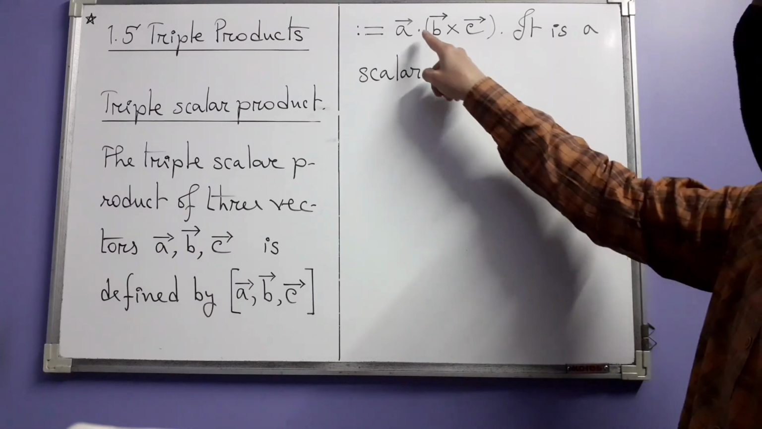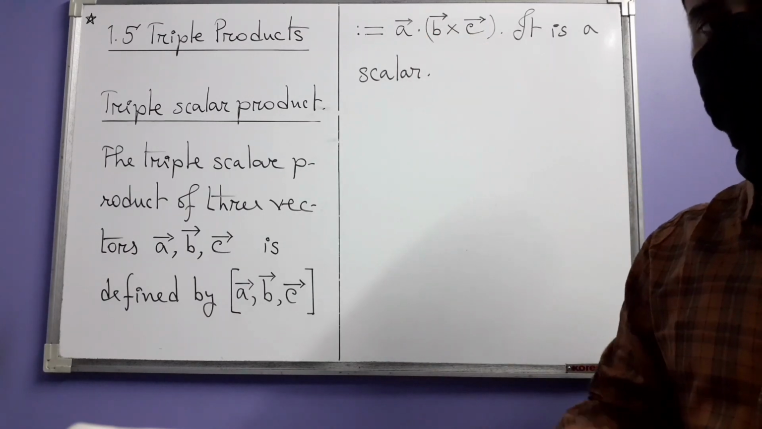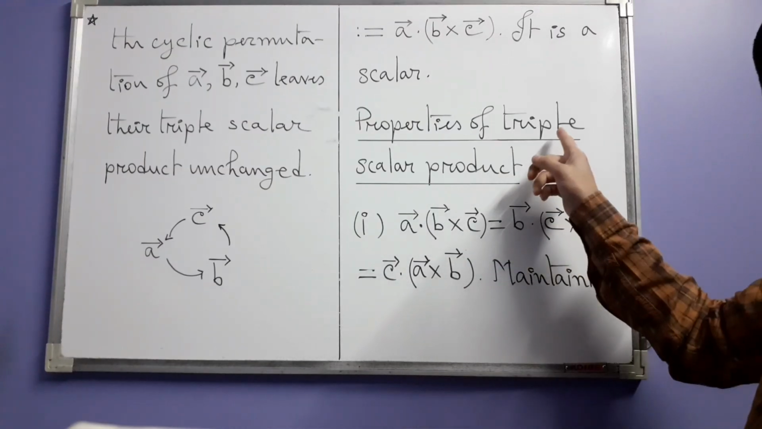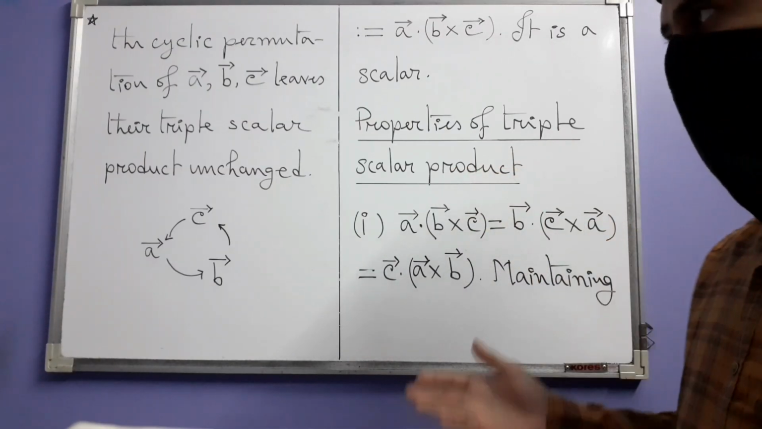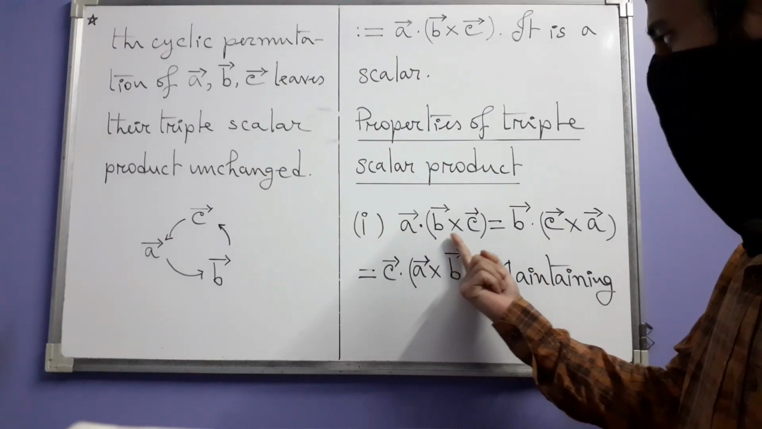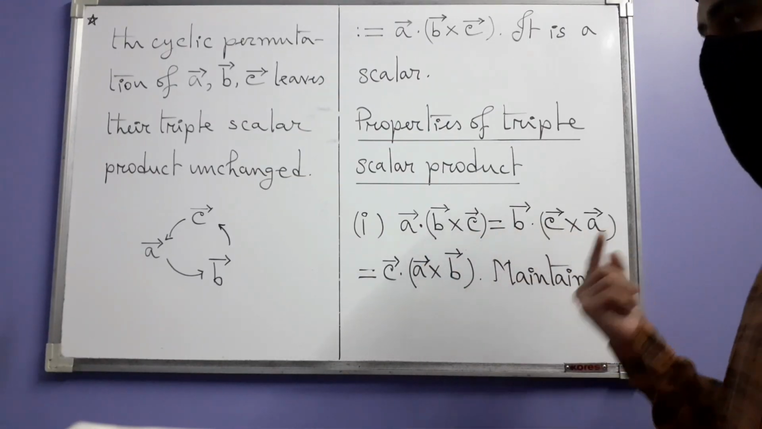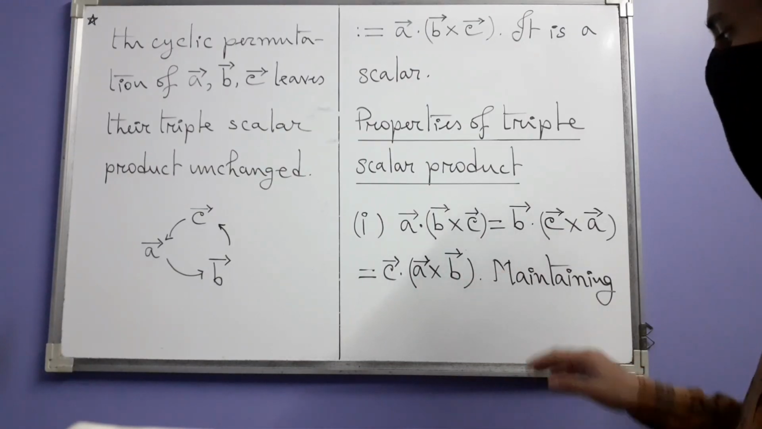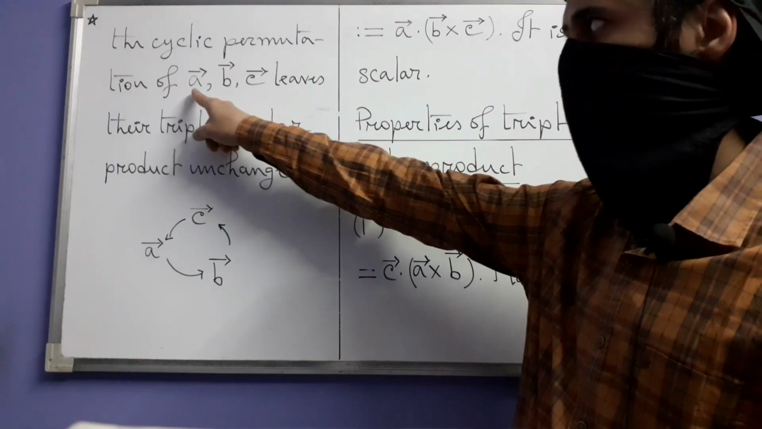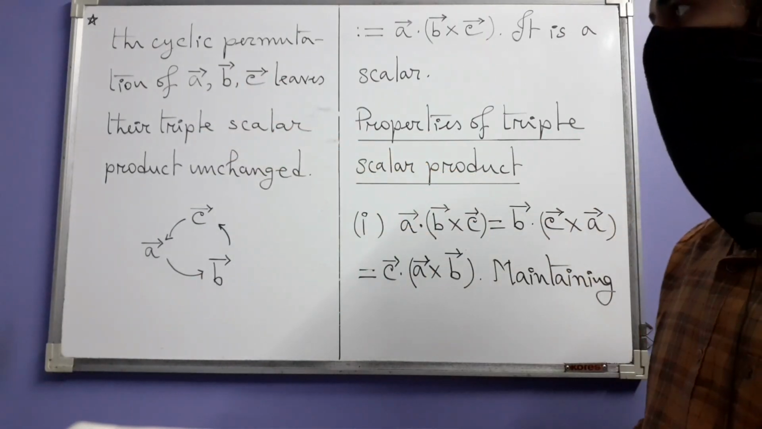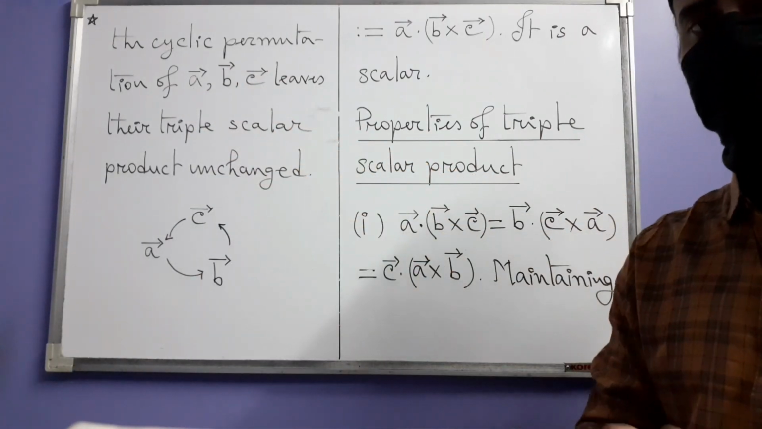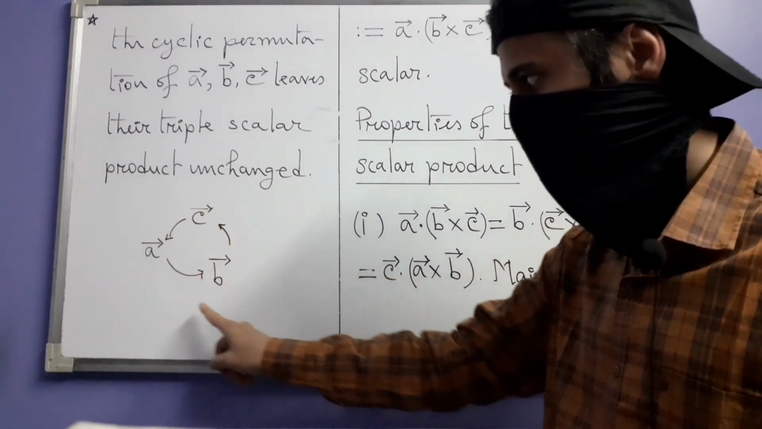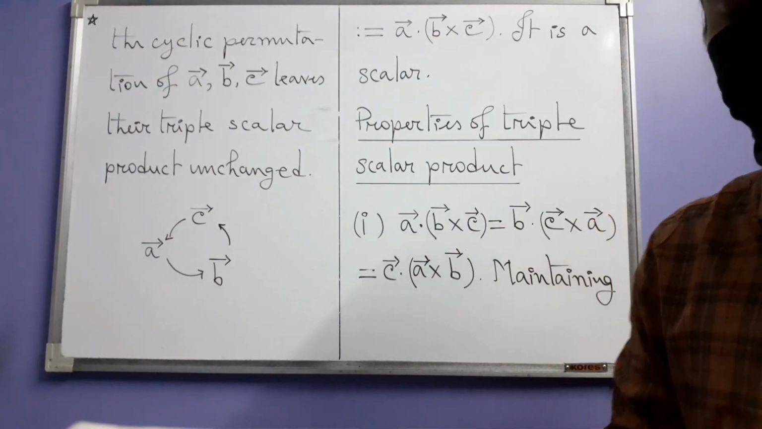Note carefully that because the outer product is a dot product or scalar product, it is a scalar. Next we have some properties of the triple scalar product, and the first one is this: a dot b cross c equals b dot c cross a, which equals c dot a cross b. In other words, if we maintain the cyclic permutation of this list of vectors, then their triple scalar product remains unchanged. And by cyclic permutation we mean that this cyclic arrangement remains the same.